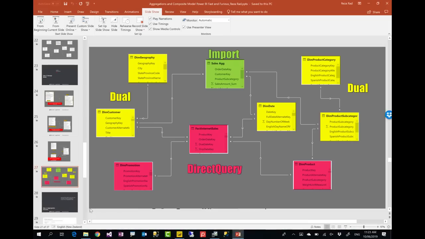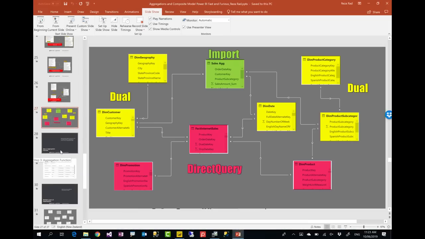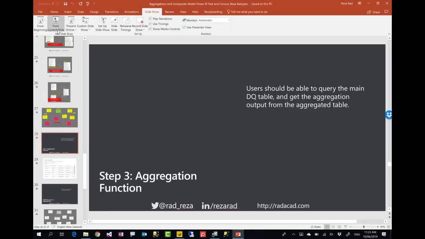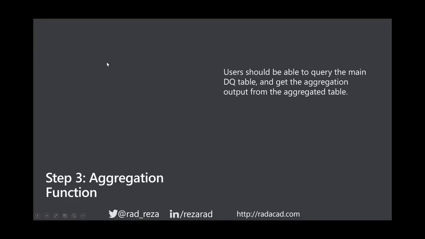The third step, after setting the storage mode, is to set the aggregation. Your Power BI solution should work as if there is no aggregated table, because the user doesn't know there is an aggregated table and shouldn't have to get data from it rather than the actual DirectQuery table. They use the DirectQuery table they have, but behind the scenes you are giving them the response from the aggregated table. How does that work?